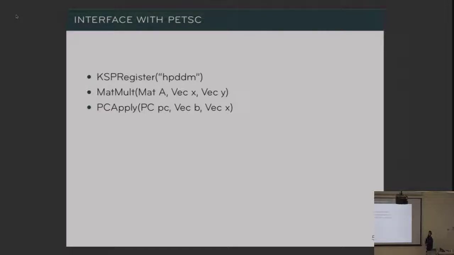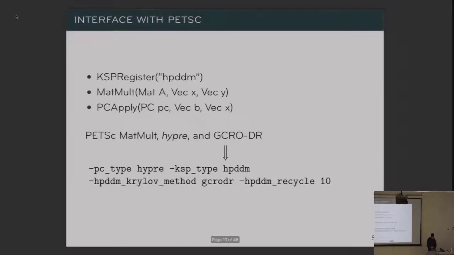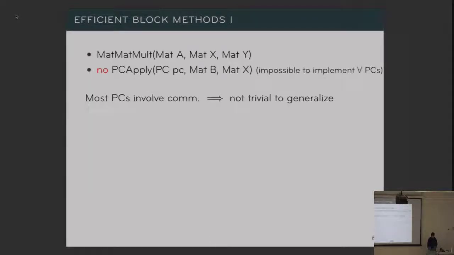So this is really convenient because you can try block Krylov solvers or recycling techniques with any kind of preconditioner, any kind of matrices from PETSc. So here I'm just showing an example. If I want to do recycling with Hypre as a preconditioner, I just do PC type Hypre, and as a KSP type I use HPDDM, and then I switch to the HPDDM options. It's rather easy to look at it that way, but there are some efficiency issues.